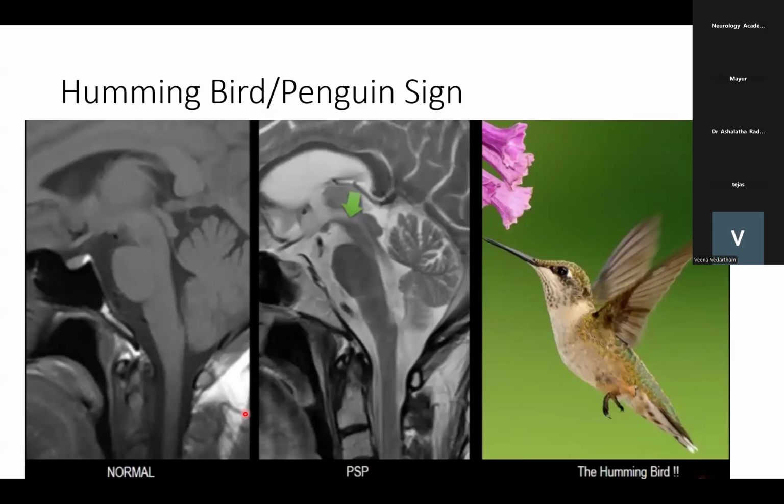Coming to the imaging in PSP, there are name signs which have been described in PSP, such as the hummingbird or penguin sign. It is seen on the mid-sagittal plane due to midbrain tegmental atrophy. This is the normal image that we are seeing, and in the center we are seeing the image of the patient with PSP. The most rostral midbrain corresponds to the bill of the hummingbird, and the midbrain tegmentum corresponds to the head. The body of the pons corresponds to the body of the hummingbird, and the cerebellum corresponds to the wings, shown here.